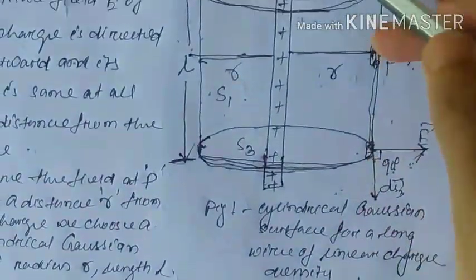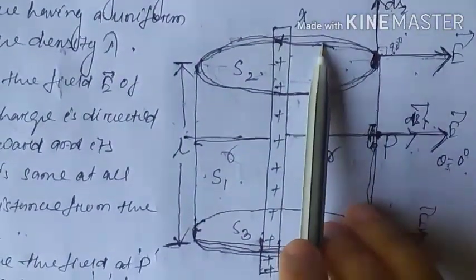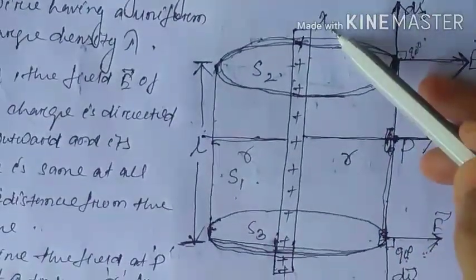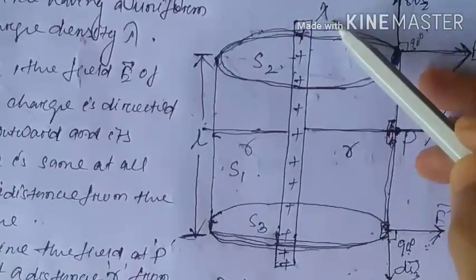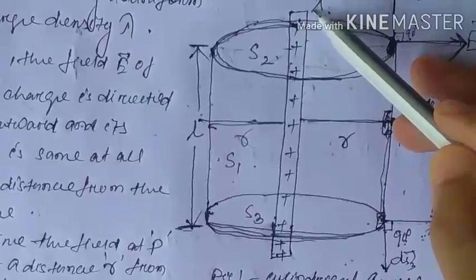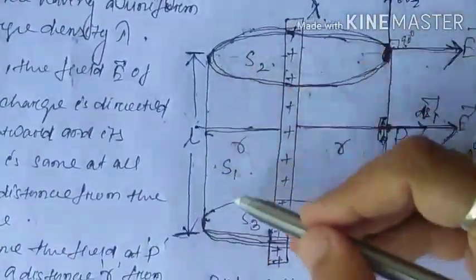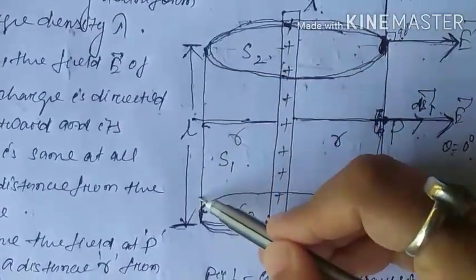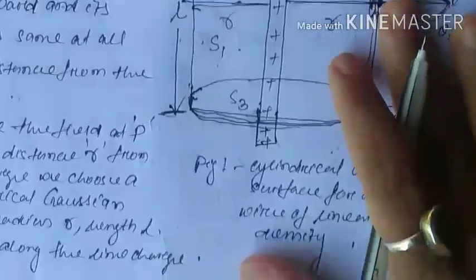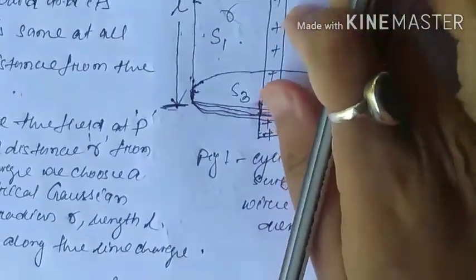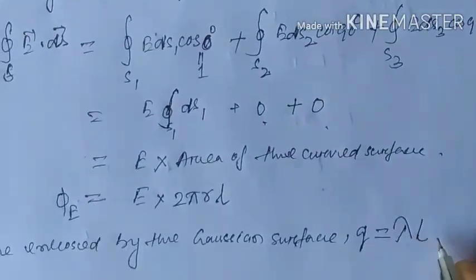As we have seen, lambda is our charge density. What it means? Charge density means charge per unit length, so for unit length, charge is equal to lambda. Then for the total length L, the total charge enclosed by it is equal to what? Lambda for unit length, then for whole length is equal to lambda into L.